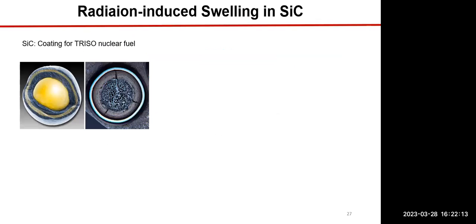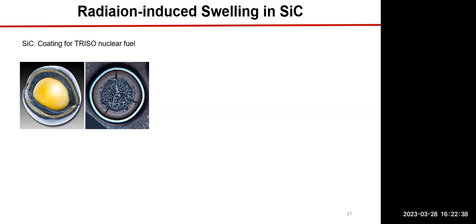Here is one specific example. I want to show radiation-induced swelling in silicon carbide materials when used as a fuel particle coating. We can see that radiation-induced swelling can cause cracking of the materials, which may induce some safety issues like the release of fission products from the fuel.